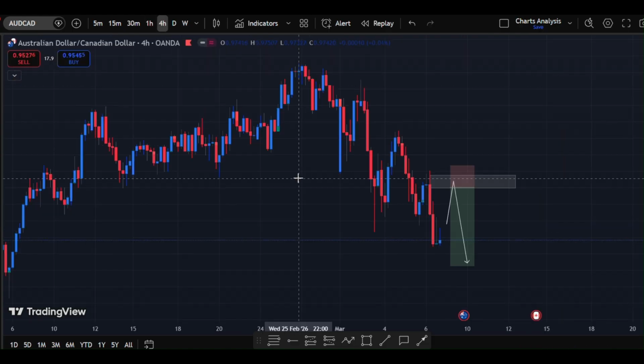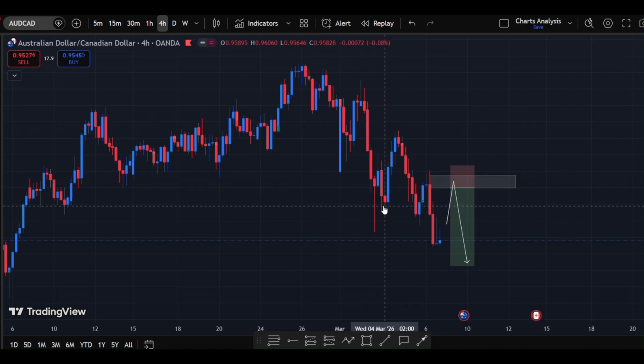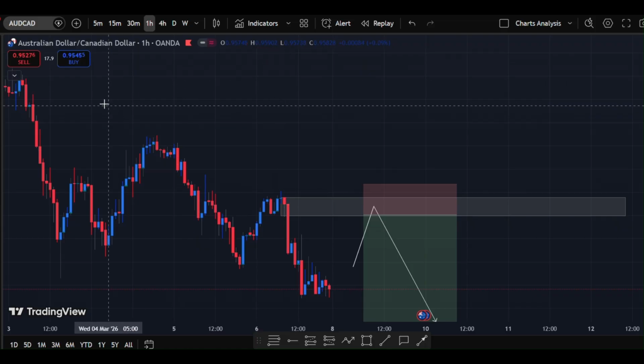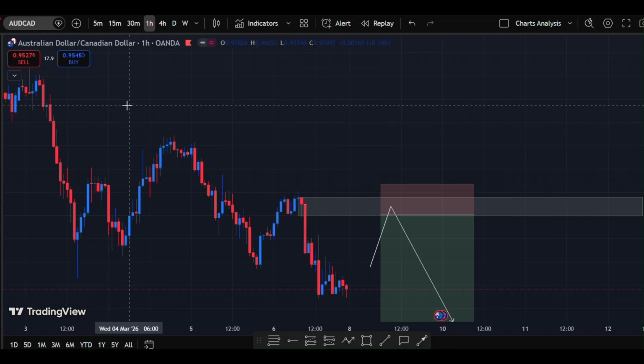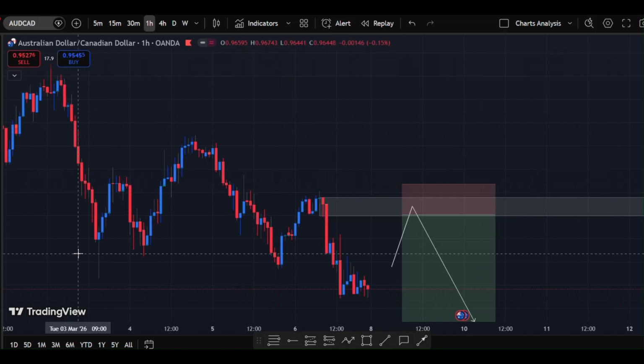Okay, so what am I looking for in here? The market is trending lower. We're making lower low, lower high, lower low, lower high, lower low, and lower high. We're in a downtrend anyway, which is a good sign. And then what I'm looking for is a break of structure.